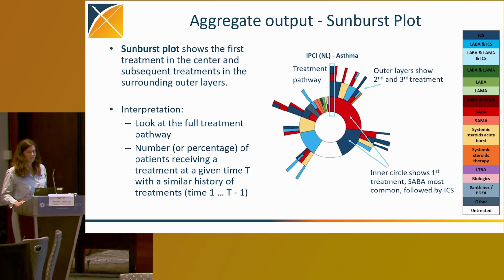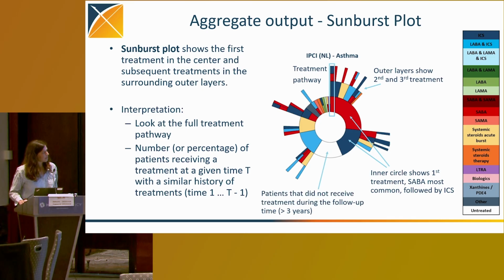Well, the outer layers show the subsequent treatments, but you can already see that there's quite some fragmentation there, showing quite a lot of variability in this specific study population. And then finally, you can also see the group of patients that did not receive any treatment during the follow-up time, which is indicated by this proportion. So this is a rough summary of what you can infer from this sunburst plot.